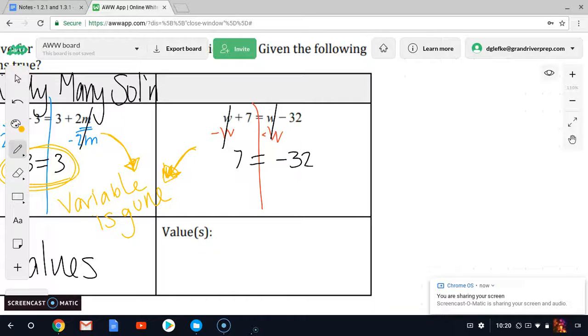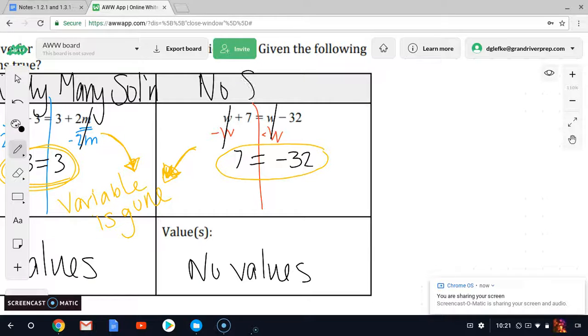Now here, we're going to ask ourselves, is this a true statement? Is this true? Does 7 equal negative 32? It does not. That is not a true statement, which means there is no number that we could plug in for w that will make this true. There are no values that work for this equation, which means there is no solution.